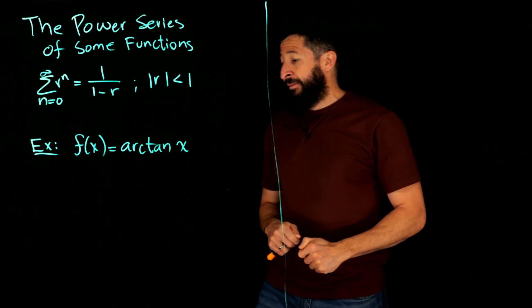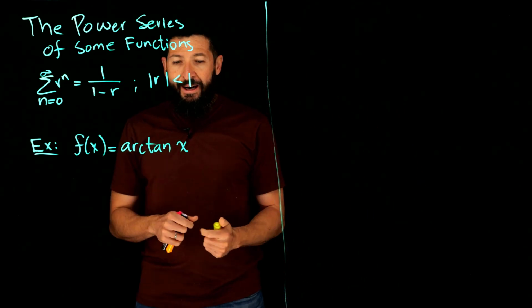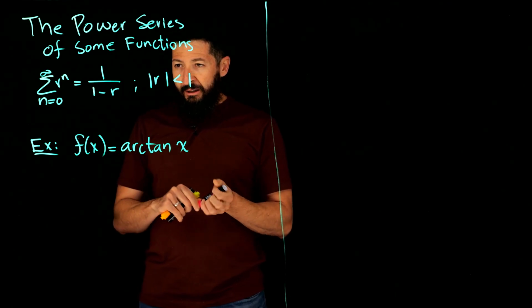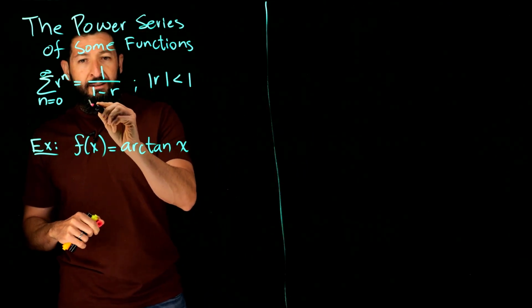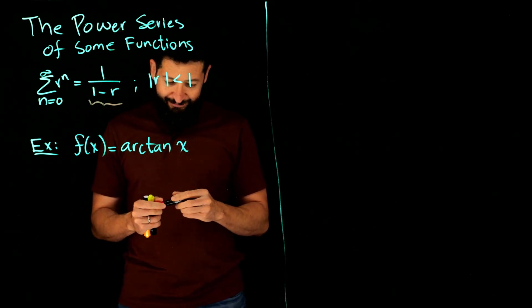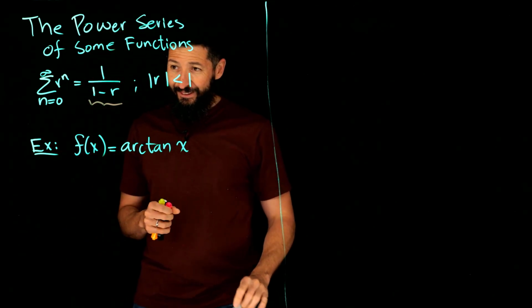All right, so now we have the arctangent of x. So clearly we can make it look like this, right? Or can we?